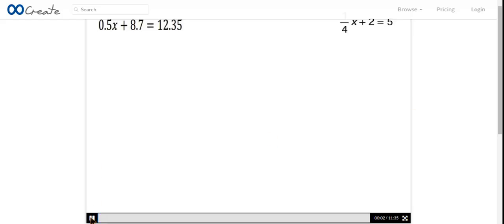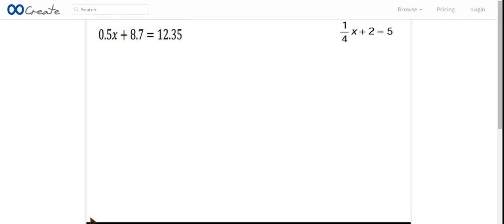In the last video, we did some regular equation solving with whole numbers, and we did a problem with decimals. In this video, we're going to do another problem with decimals and then a couple of problems with fractions. Alright, so let's look at the first problem. 0.5 times some number I don't know plus 8.7 is equal to 12.35.